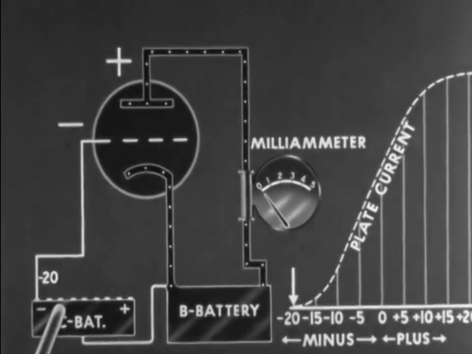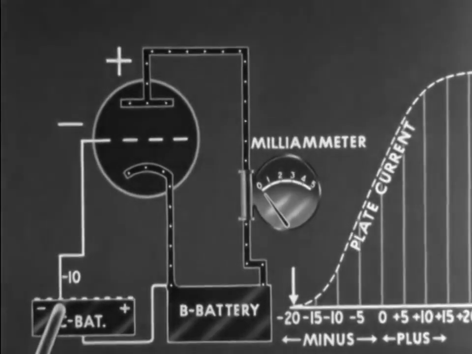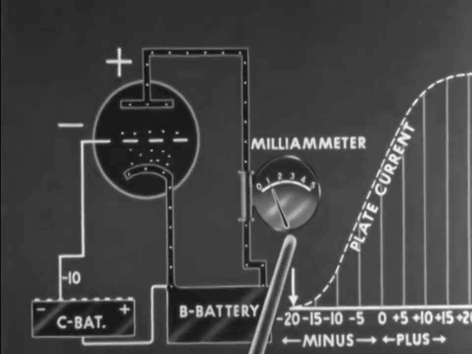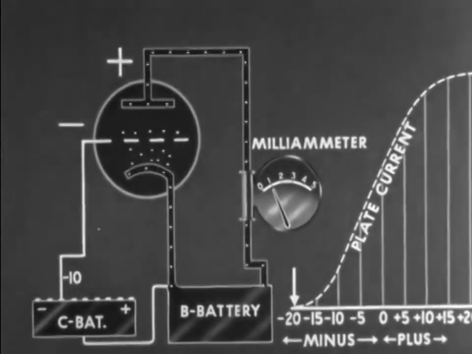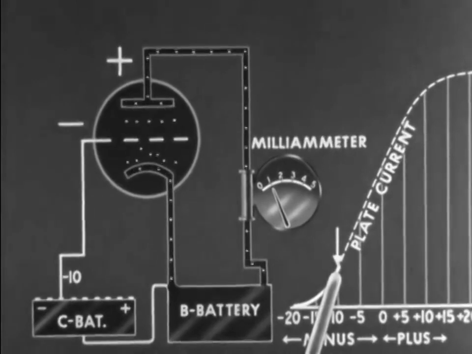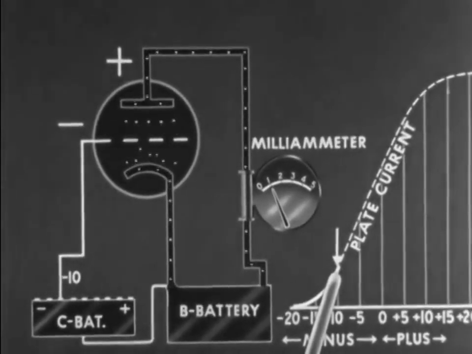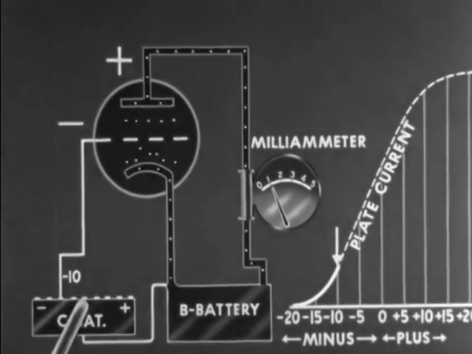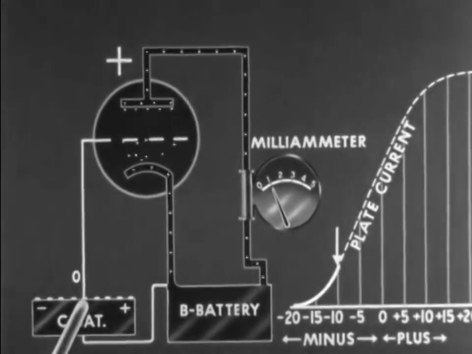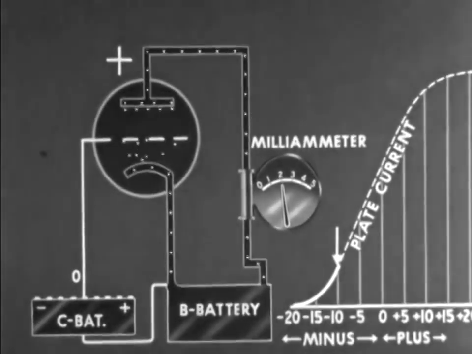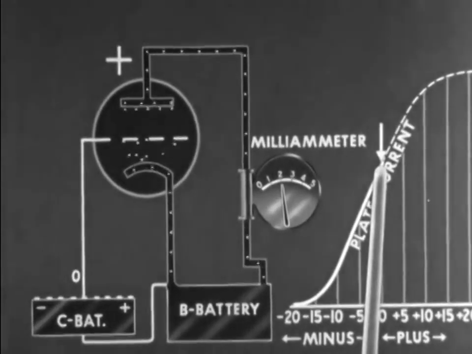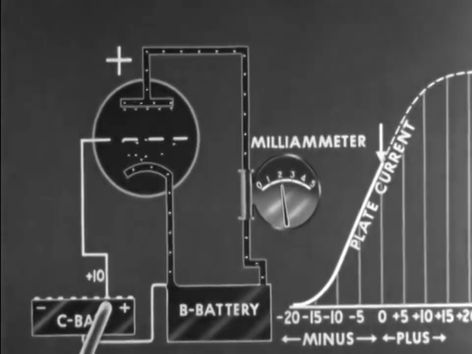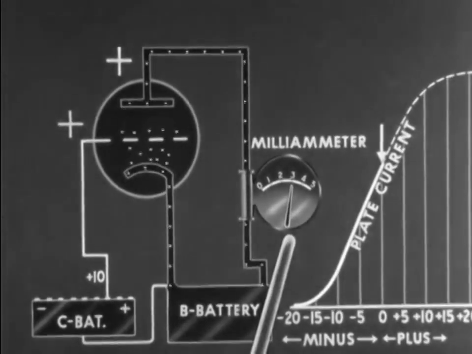Now, if we change the grid bias to a minus of 10 volts, the milliammeter indicates 1 unit of current flow in the plate circuit. The arrow on the plate current graph moves up a corresponding distance. If the grid bias is made still more positive, plate current increases. We move the arrow further up on the plate current curve. A still more positive grid results in still greater plate current.